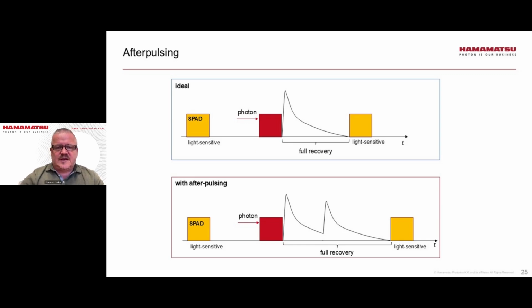Let us now discuss some characteristics that are not so desirable in operation of a SPAD. And one of them is the phenomenon of afterpulsing. So in the ideal case, I have a SPAD, a photon initiates the avalanche, I have a pulse coming out of the SPAD, and after a full recovery, I'm back to a light-sensitive state of the SPAD.